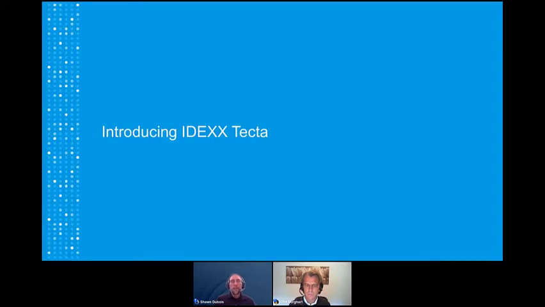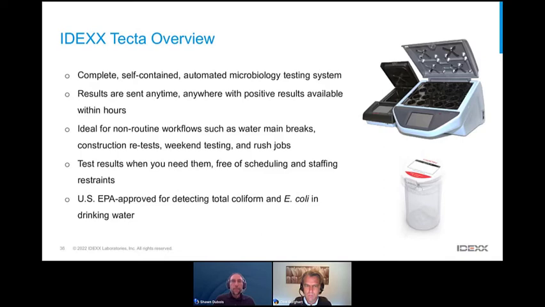All right, so switching gears, I'm going to go quickly over our new product, IDEXX Tecta. IDEXX Tecta is an automated microbiological testing system. It is a self-contained unit that is an incubator and reader all in one. Depending on the contamination of the sample, you can have results as quickly as 2 hours and up to 18 hours.